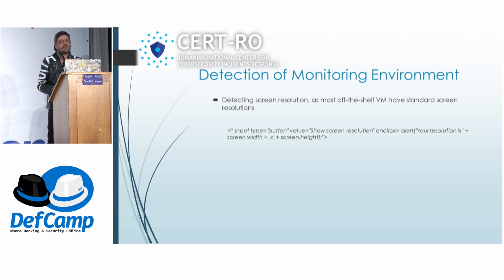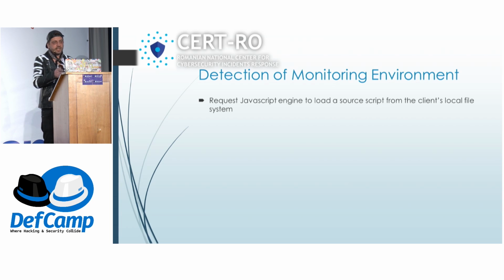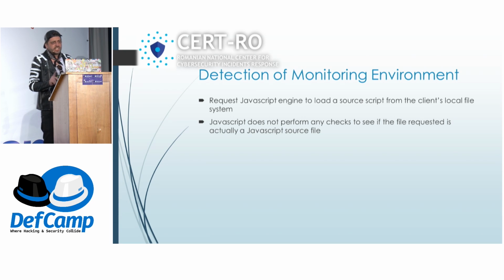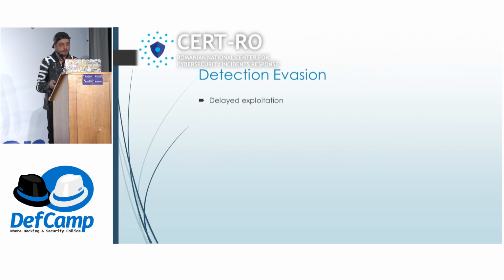This can be easily verified in JavaScript with this small snippet of code. Also, there is the possibility of detecting the Honeyclient by searching for specific file names. Here, it requests the JavaScript engine to load the source script from the client's local file system. JavaScript did not perform any checks to see if the requested file is actually a JavaScript source file. If the file is not in the expected JavaScript format, it throws a JavaScript runtime error. This script can be used even to detect VMware tools.